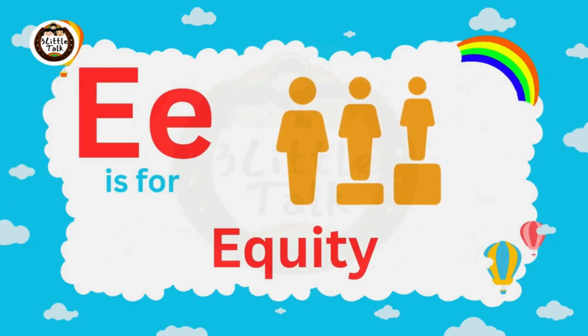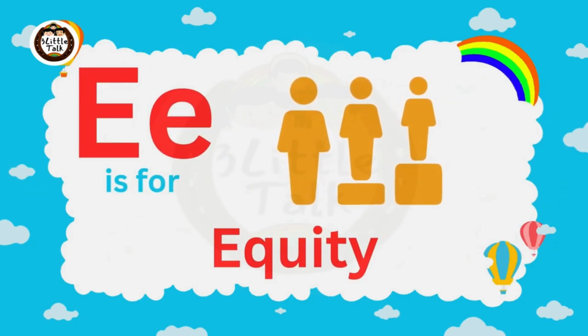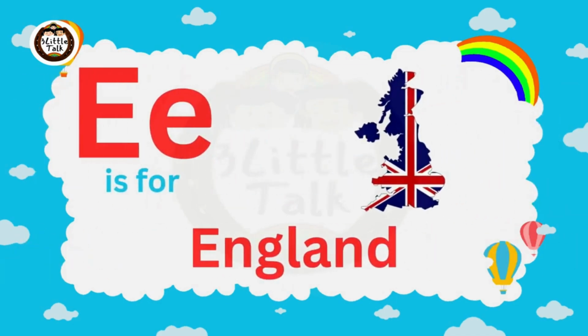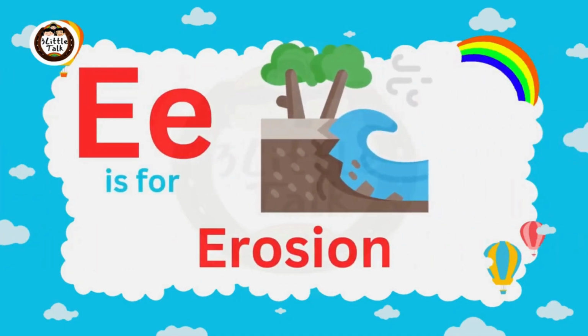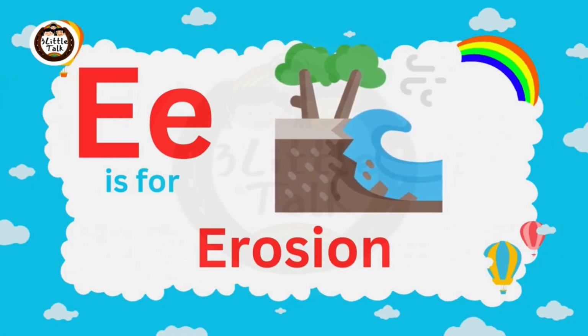E is for equity. E is for England. E is for erosion.